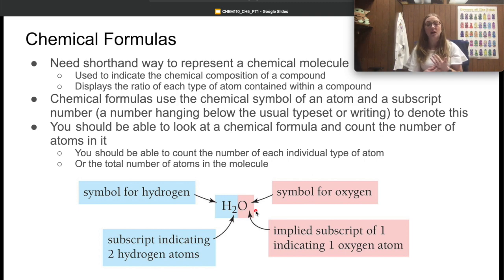So what I hope that you're able to do by the end of these slides is to be able to look at a chemical formula, and we're going to be able to count the number of atoms in it. So I'm going to teach you how to count the number of each type of individual atom, and we'll also count the total number of atoms in a molecule or in a chemical formula as well.